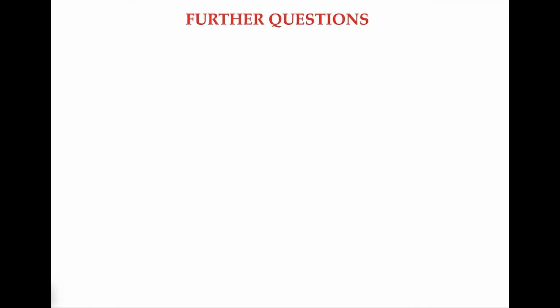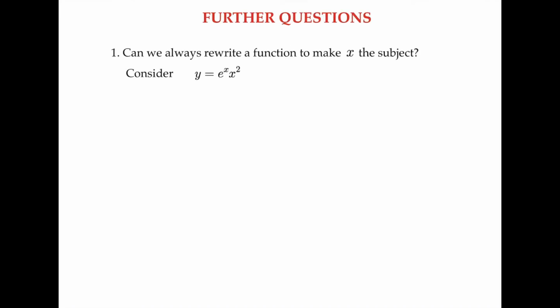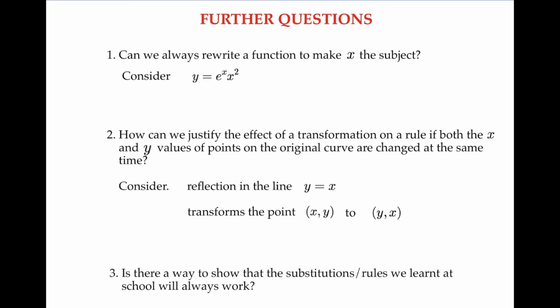Following on from the work we've done, you might like to now consider these questions. Can we always rewrite a function to make x the subject? How can we justify the effect of a transformation on a rule if both the x and y values of points on the original curve are changed at the same time? And is there a way to show that the substitutions and rules we learnt at school will always work?